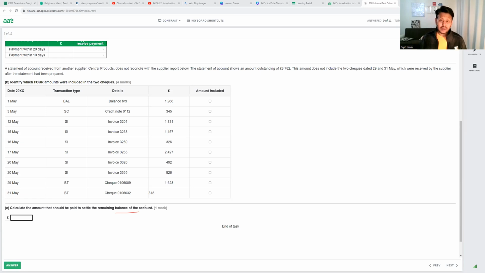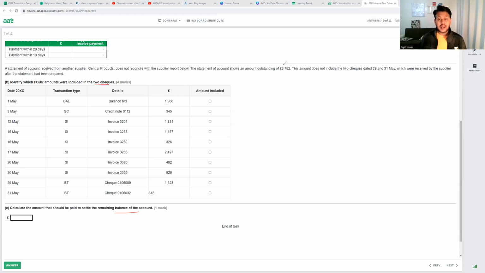A statement of account is like a bank statement. So on this statement, you're going to see everything: how many times you made the order, all the invoices, how many times you made the payments, everything will be recorded on the statement of account. All right, identify four amounts that will be included in the two checks. Okay, let's read the question first. A statement of account received from another supplier, CP, does not reconcile with the supplier report below. The statement of account shows an amount outstanding of 8782.